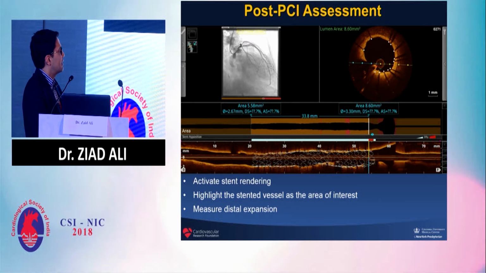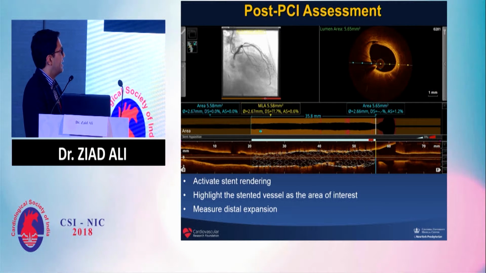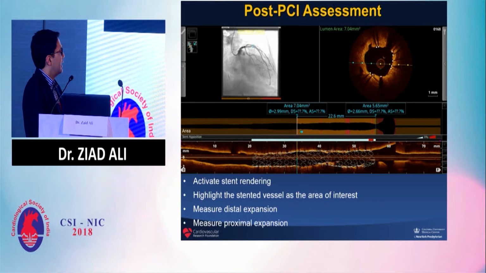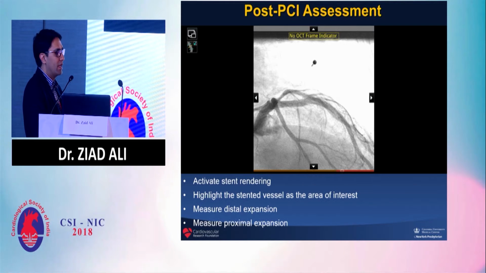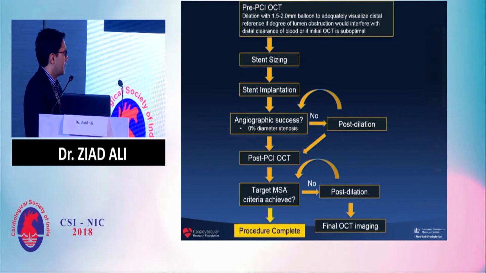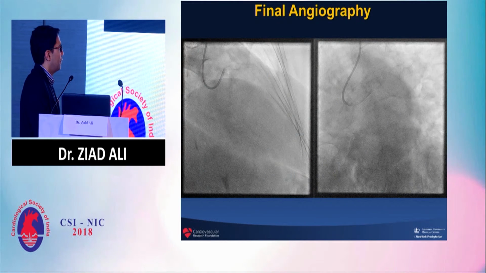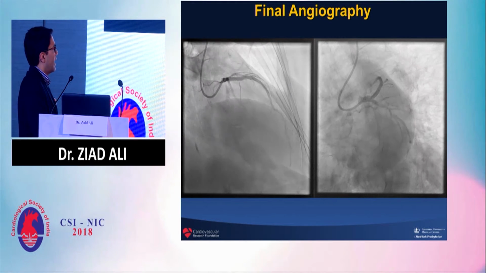If we go to the proximal vessel just to make sure that we haven't caused any damage from our previous balloon, we scroll backwards and see that in fact the proximal reference is also fully expanded because we are again at the proximal reference. This is a 100% expanded stent with one post-dilation targeted to the area of interest. 67 seconds. So that's the procedure complete. And that's the final angiogram.